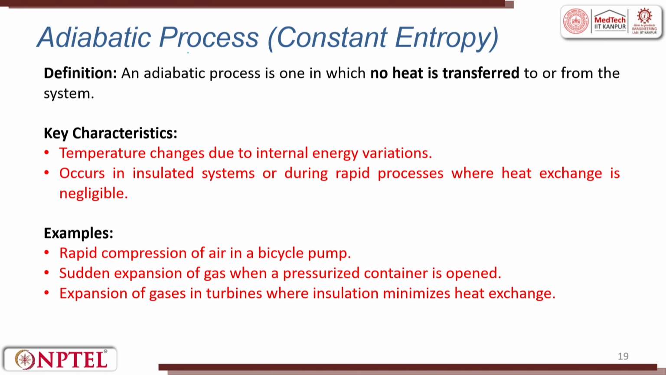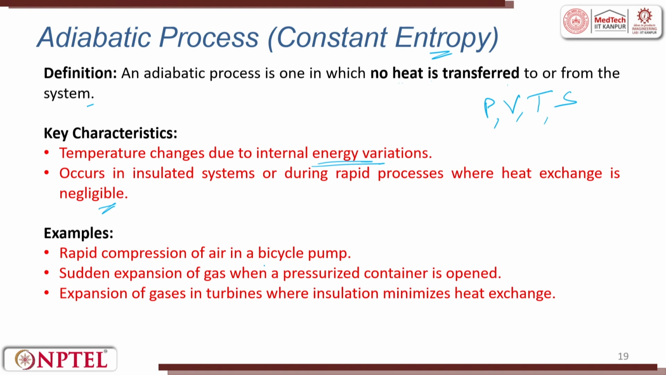What did we see in the three? P constant, V constant, T constant. Now what is pending is S constant, right? That is entropy. Adiabatic process is one in which no heat is transferred to or from the system. We have a constant entropy here. The temperature changes due to internal energy variation. It occurs in an insulated system or during a rapid process where the heat exchange is negligible.